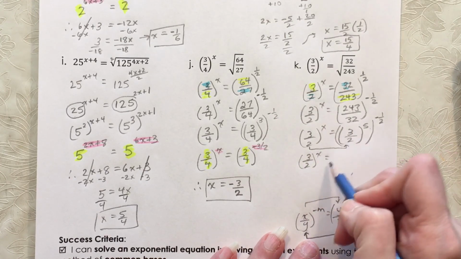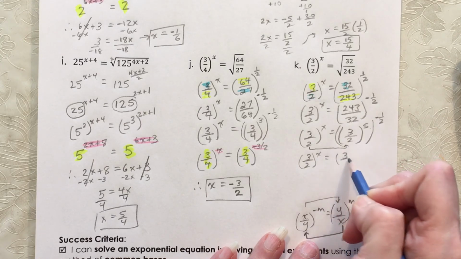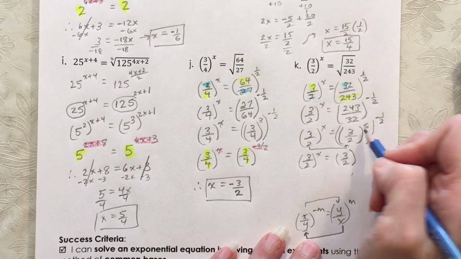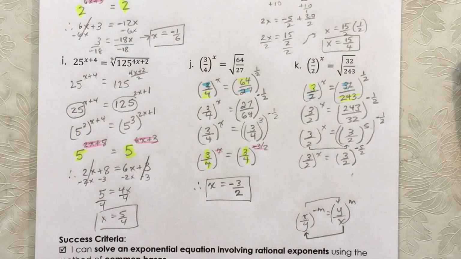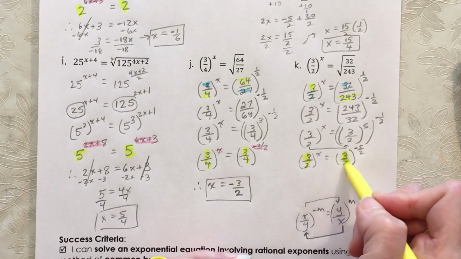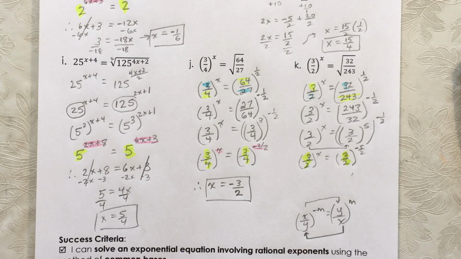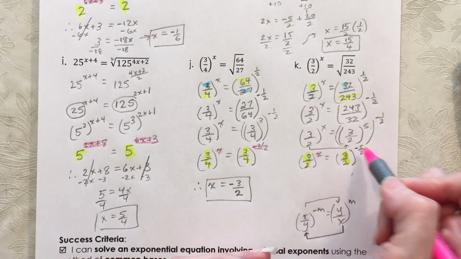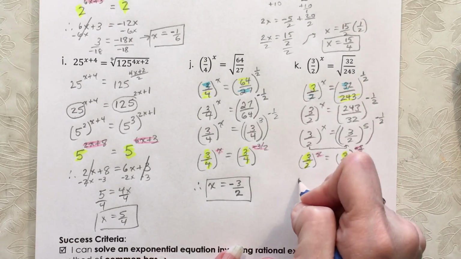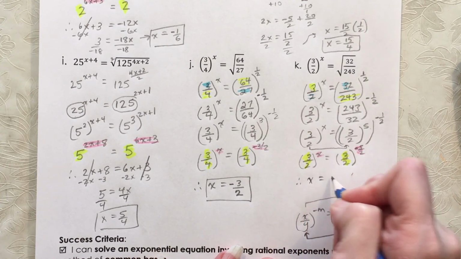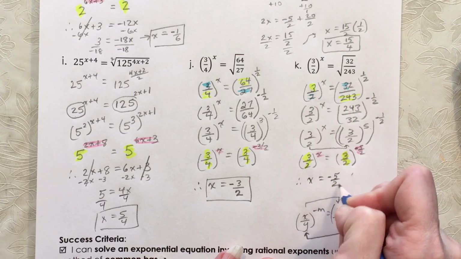So then on the right side, I have to use the power to an exponent rule. So keep the base, 3/2, multiply the exponents, negative 5/2. So now I've got the same base on both sides, which means that the exponents also have to be equal for the equation to hold. So therefore, x is equal to -5/2.